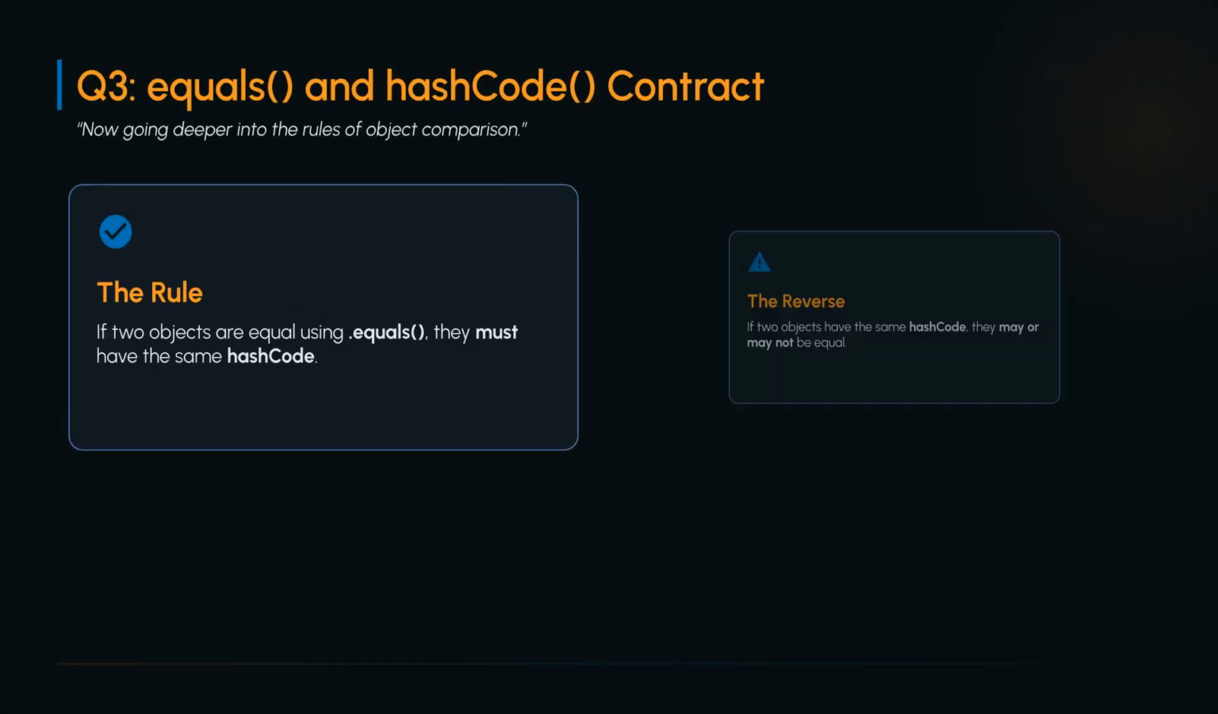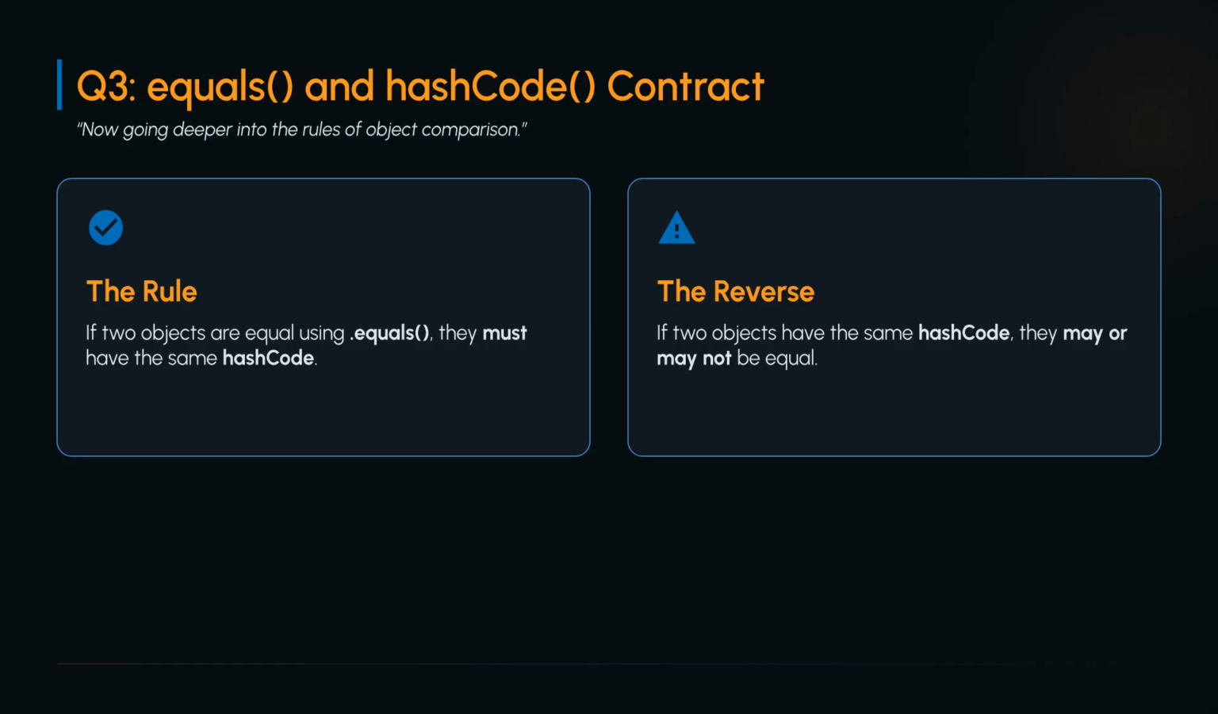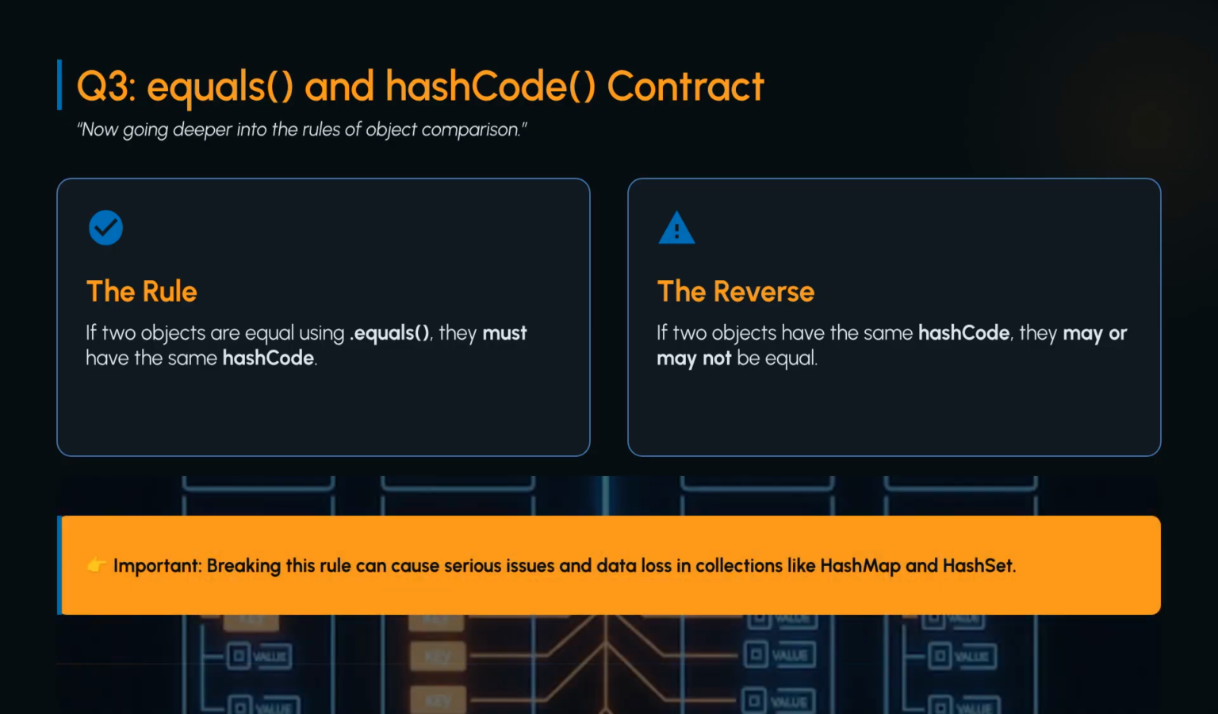Next question, they asked me to explain the contract between equals and the hashCode method. They went a bit deeper here. They asked me to explain with an example. So the rule is if two objects are equal using the equals method, they must have the same hashCode, but the reverse is not guaranteed. And this is very important for collections like HashMap. Breaking this can cause serious bugs. And I explained this with a simple example. So you need to always be prepared to explain your answers with a small example.